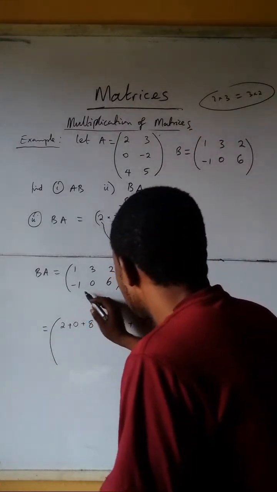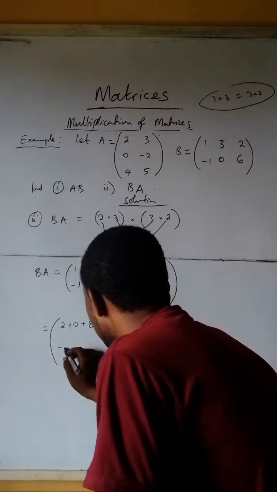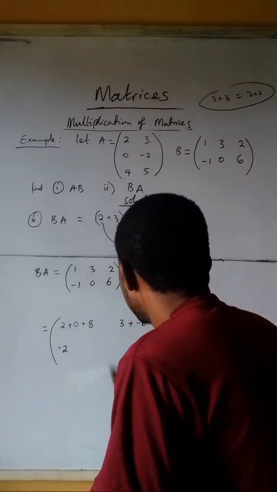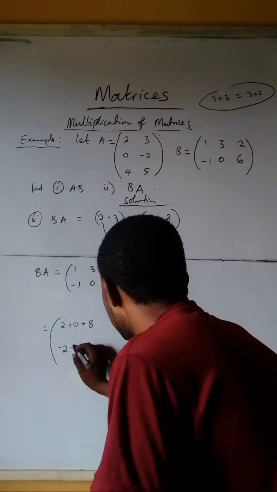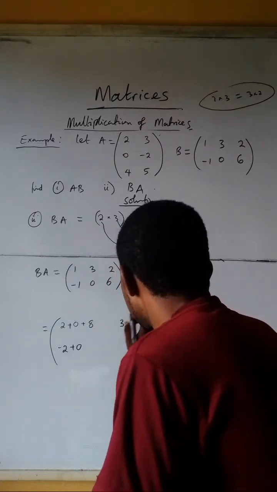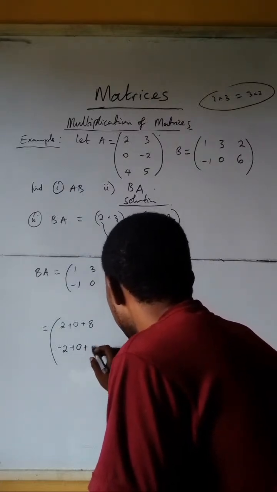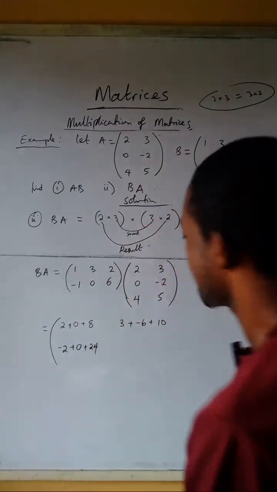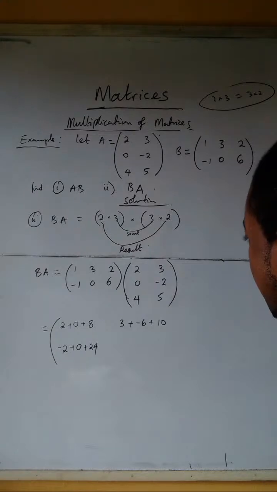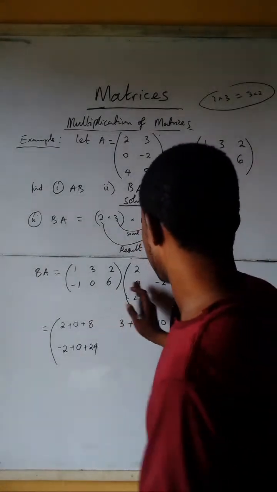Now use the next row now, also the same way. So minus 1 times 2, that's minus 2. Then 0 times 0, that's plus 0. 6 times 4, that's 24 there. That is, you are done with this.